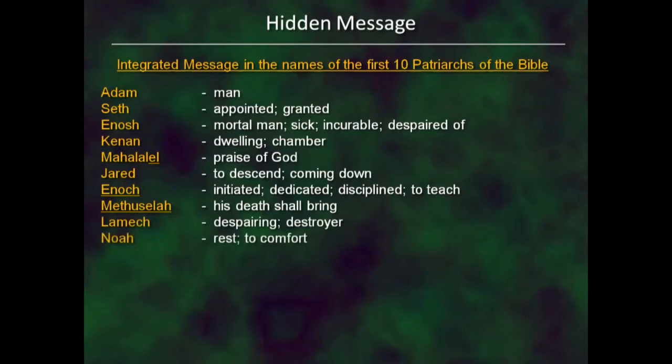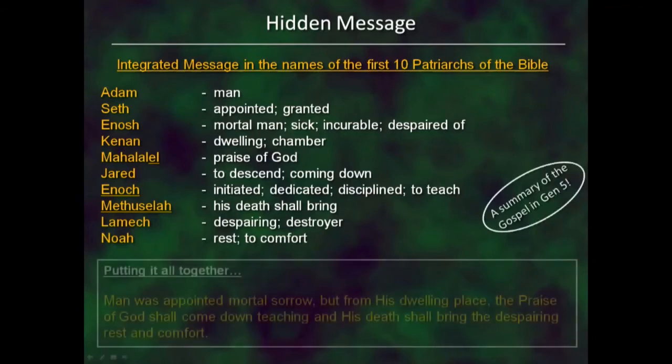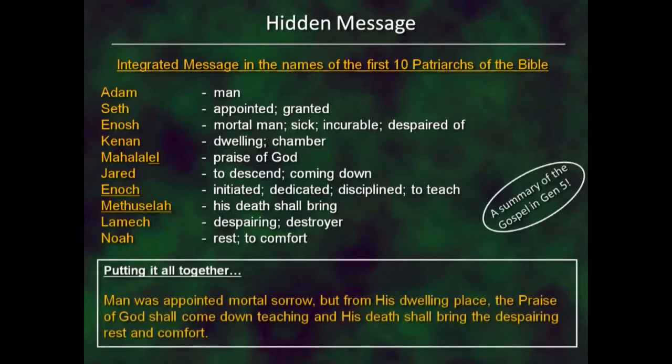So when you take all those meanings, with maybe a little bit of subjective work there, and put them all together, you can see that there's actually a summary of the gospel there in Genesis 5. You put it all together: man was appointed mortal sorrow, but from his dwelling place the praise of God shall come down teaching, and his death shall bring the despairing rest and comfort. So a pretty neat little prophecy there in the very early ages of the Bible.